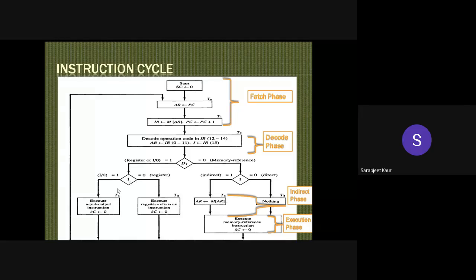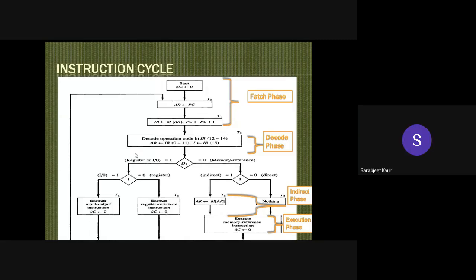So the instruction enters the execution phase in time signal T3 if it is either an IO instruction or a register reference instruction. Is this clear? Anything that is not clear in this pathway? This pathway of the flowchart is clear? The fetch phase, decode phase, this is clear?